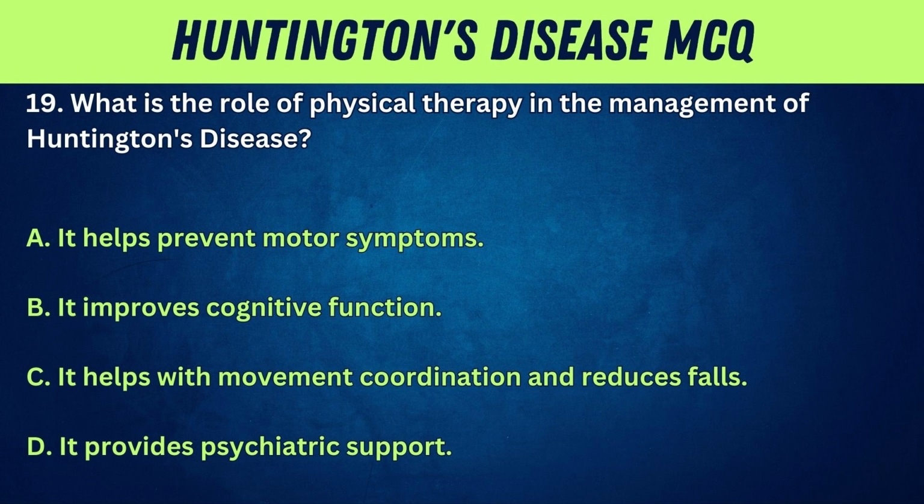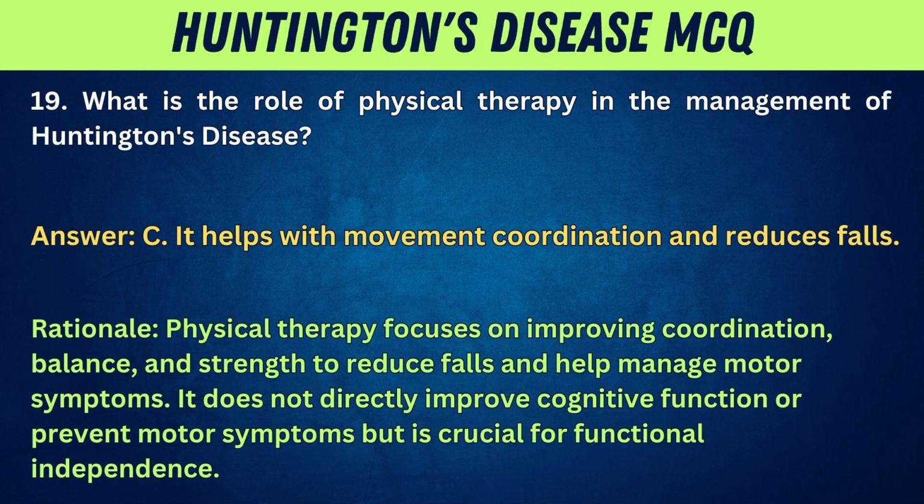19. What is the role of physical therapy in the management of Huntington's disease? A. It helps prevent motor symptoms. B. It improves cognitive function. C. It helps with movement coordination and reduces falls. D. It provides psychiatric support. Answer: C. It helps with movement coordination and reduces falls.